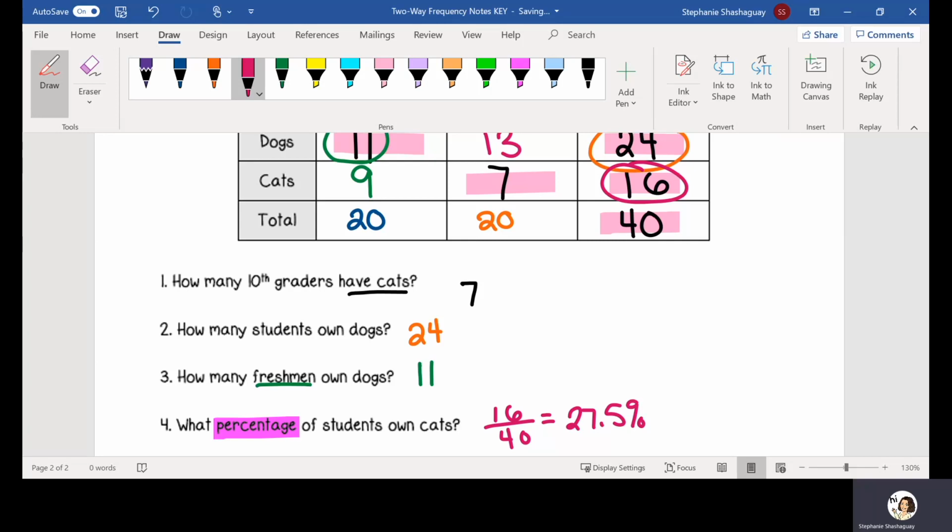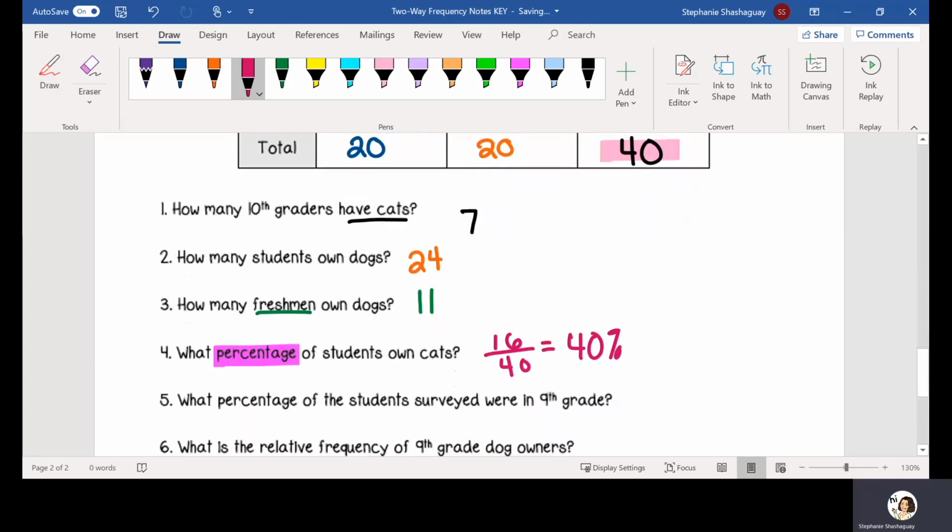And that is definitely not 27.5%. I am remembering the answer to another question. I'm so sorry. 16 over 40 is equal to 40%. Had I done it the correct way and just done the long division, I would have noticed that. I shouldn't be taking shortcuts.